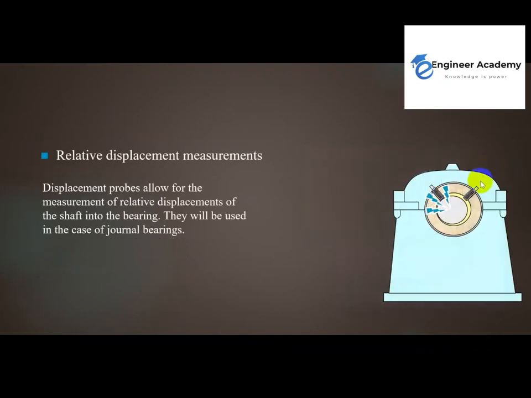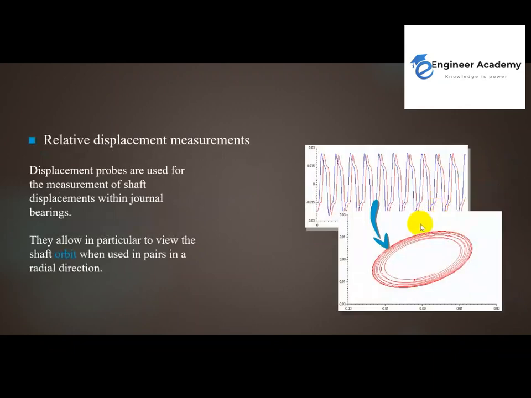Why am I using two probes? I'm using two probes so that one of them is redundant to the other, and to draw this orbit, because without using two probes you can't draw the orbit. What is the orbit? The orbit is the location of the shaft center line.